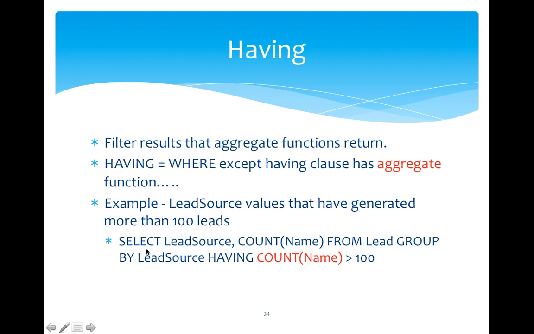It means that it is counting all the records of lead, grouped by lead source, which have a count of records greater than 100. So this is the case where we can use having clause. That's very simple. You can try it, and we can explore more SOQL queries as and when required. For now, that's all from my side. Thank you.